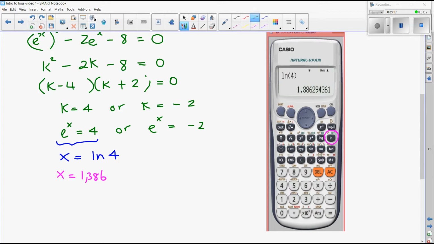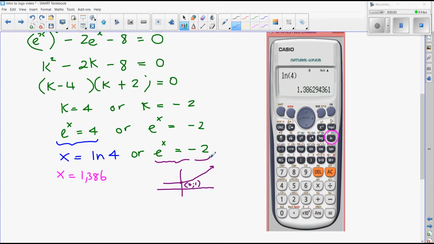Now let's look at the next solution. We said that our second solution would be e to the x equals negative 2. Now I'm going to draw a little sketch of the graph e to the x. If you recall, e to the x is an exponential function. So the graph of e to the x was an increasing exponential function that had a y-intercept at x equals 0 and y equals 1. Now the question wants me to find the y value at negative 2.